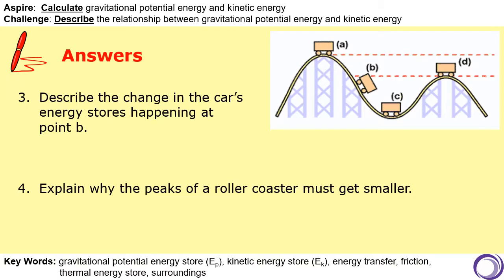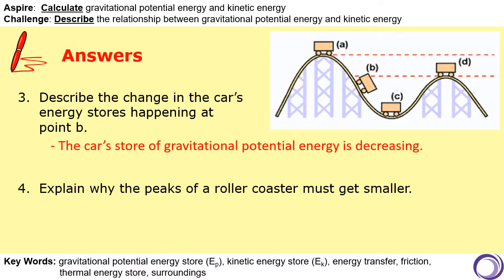Question number 3, describe the change in the car's energy stores happening at point B. So at point B, the car is moving down the hill. So the gravitational potential energy store that it had at the top of the hill at point A is decreasing. But at the same time, its store of kinetic energy is increasing as the car is moving faster.